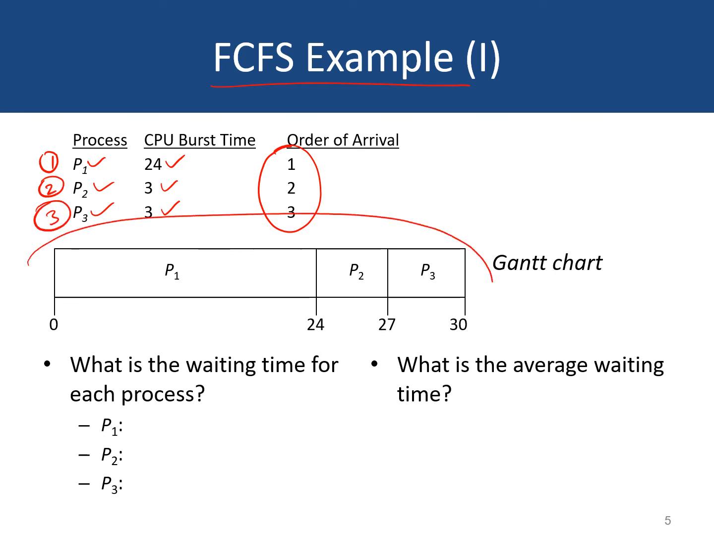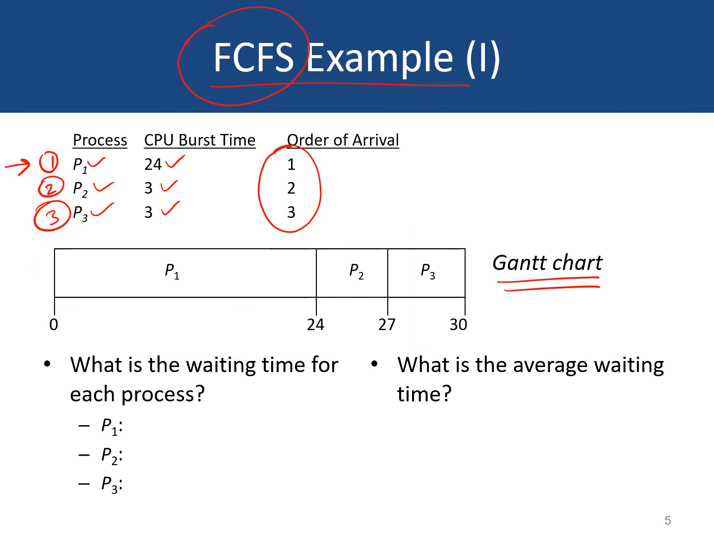This bar chart over here illustrates the CPU schedule that would be generated by the FCFS algorithm for these processes in this example. In operating systems, this bar chart is actually known as a Gantt chart. So remember this term, Gantt chart.